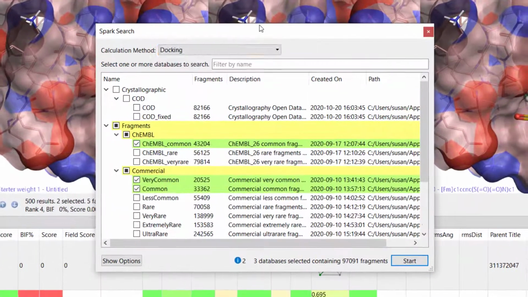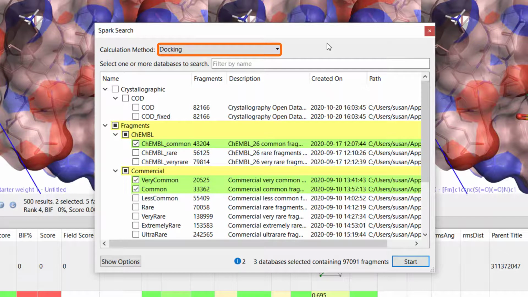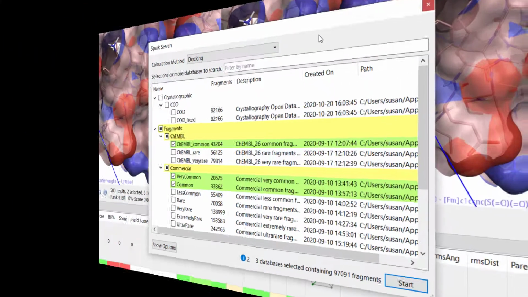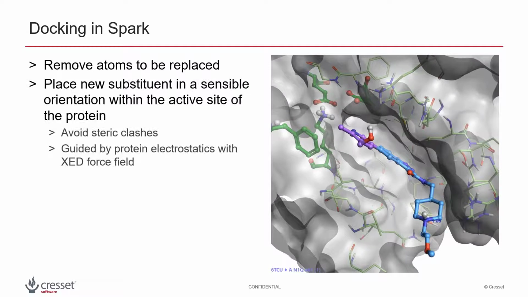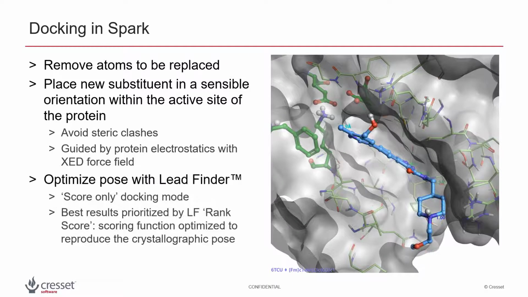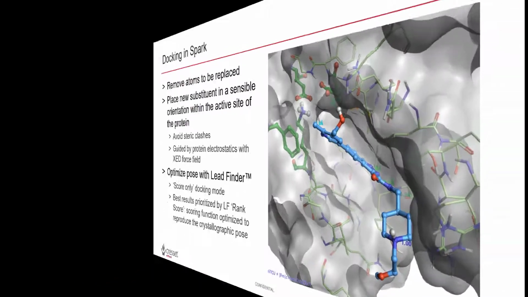A new docking feature is now available as an add-on module to the traditional Spark bioisostere replacement methods. This feature works for R-group replacement and ligand growing experiments by removing the atoms that have been selected to be replaced, placing the new substituent in a sensible orientation within the active site, avoiding steric clashes and guided by protein electrostatics. Then the pose is optimised with Lead Finder using a score-only docking mode.